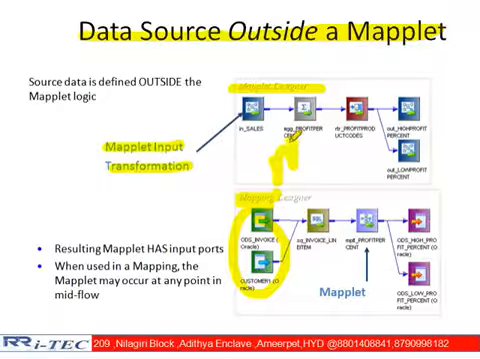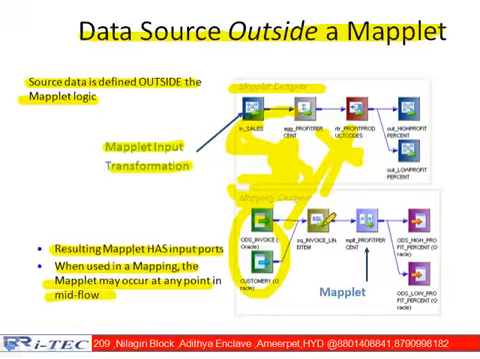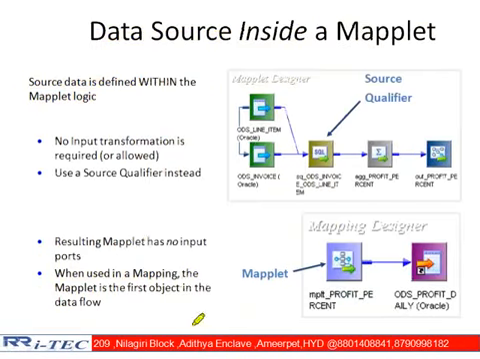Inside this one there are no sources available. Source data is defined outside the maplet logic. The resulting maplet has input ports. When used in a mapping, the maplet may occur at any point in the mid-flow. So in this mid-flow, it may occur anywhere. You got my point? The resulting maplet has input ports. These are the input ports that you are passing. And wherever you want to use this one, you can use it in the middle, here or wherever you want. Okay, right.